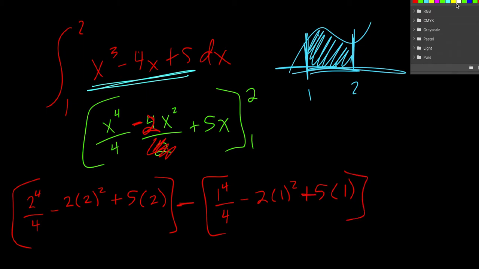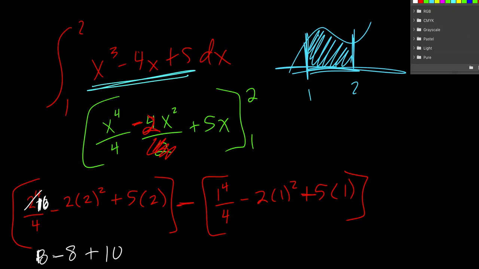Okay. Now we just need to evaluate all this. So this is 32 divided by 4 gives us an 8. And then 2 squared is 4. That we get a negative 8 plus 10. Oh, no, this is 16. That's where I went wrong.